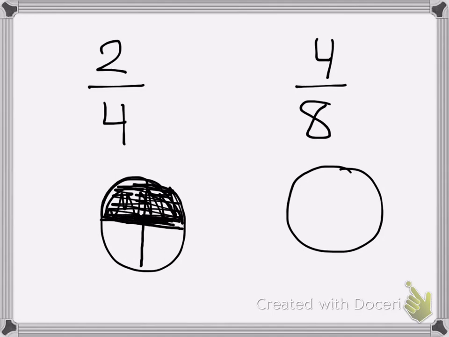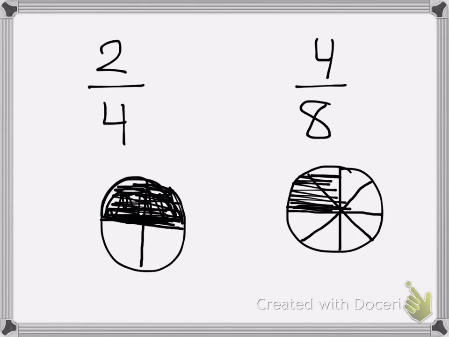So I'm noticing that half of my circle is shaded in right now. And now with my eighths, I like drawing eighths in a circle because they remind me of a pizza. I'm going to shade in 4 pieces. 1, 2, 3, 4. And you notice that's also half of the circle.